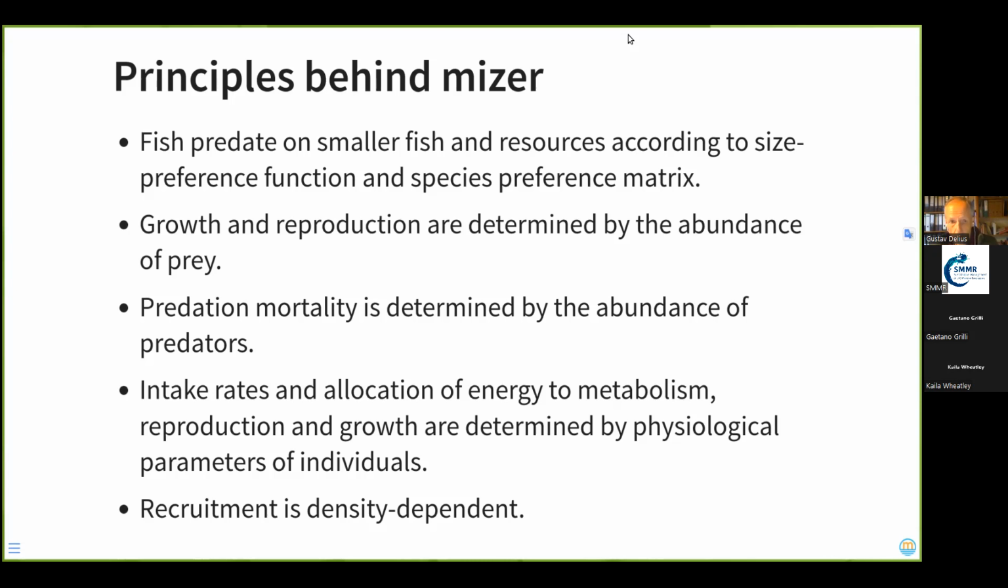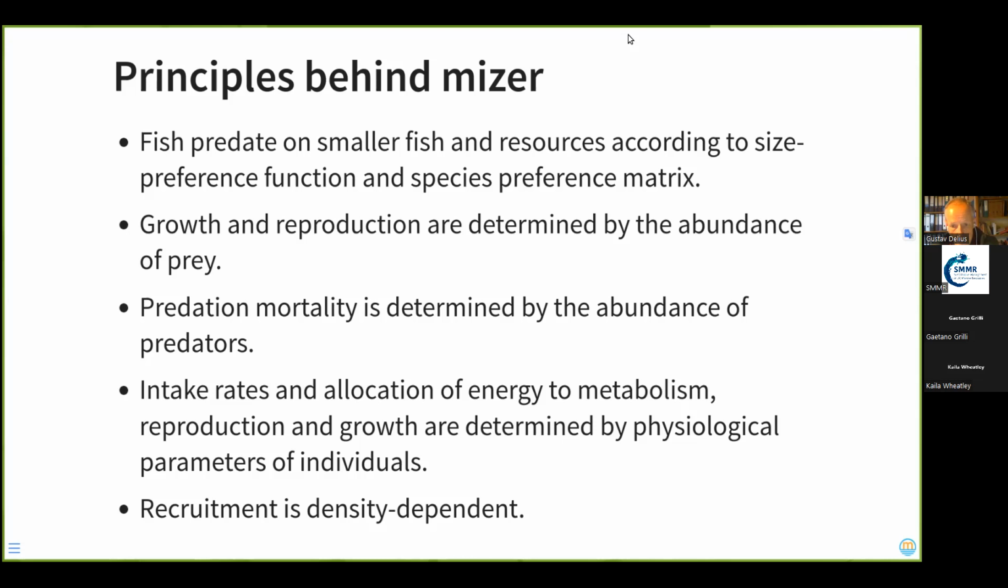This is important because the growth and reproduction can only happen due to predation on prey. Therefore, they are determined by the abundance of the appropriately sized prey. Similarly, predation mortality is an emergent property because it depends on the abundance of predators of the appropriate size and species.